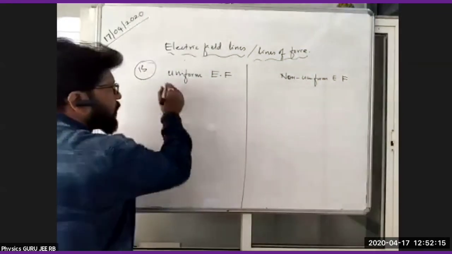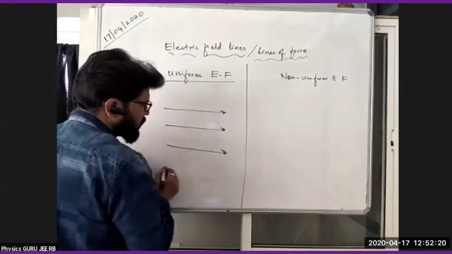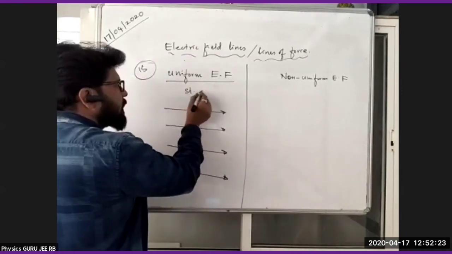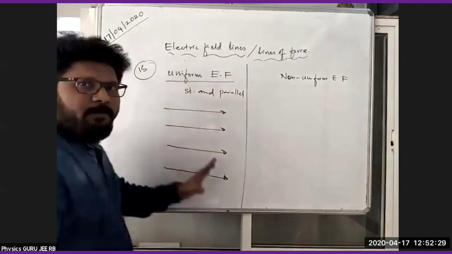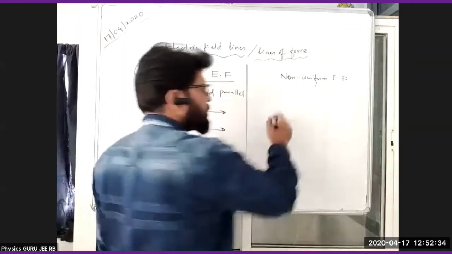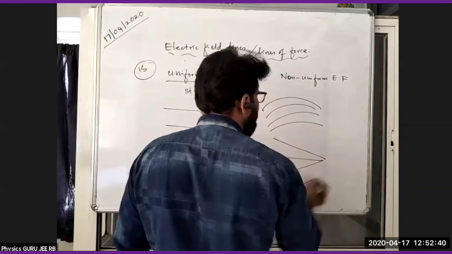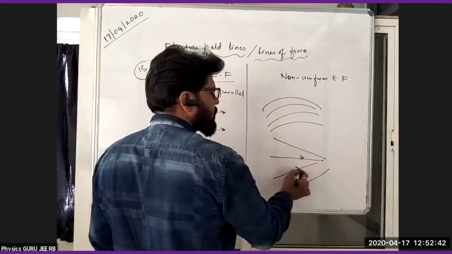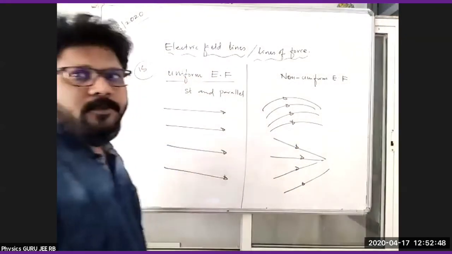If I take a uniform electric field, the lines will be straight and parallel to each other. This is nothing but uniform: straight and parallel to each other. Non-uniform means it may be like this also, or like this also, right? This is nothing but electric lines of force. Is it clear? Straight and parallel, uniform.